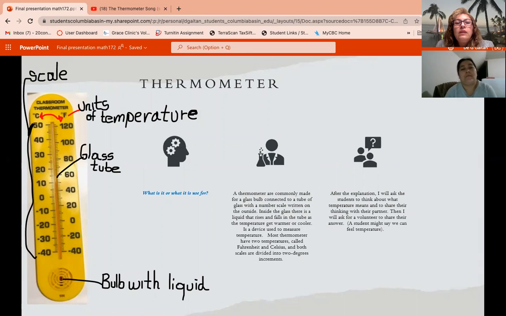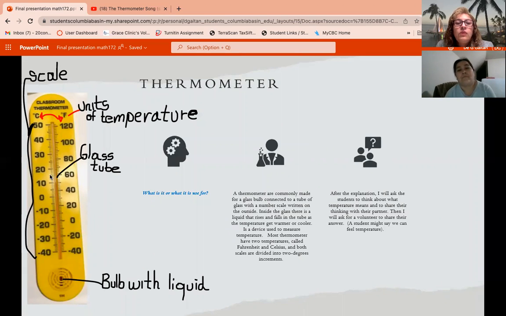Thermometer. Check this out. We already labeled it for you guys. The temperature scale is all these numbers on the side. For units of temperature, we have F for Fahrenheit and C for Celsius. Inside, right here in the middle, we call it the glass tube, which has the bulb with the liquid, and it is right here.